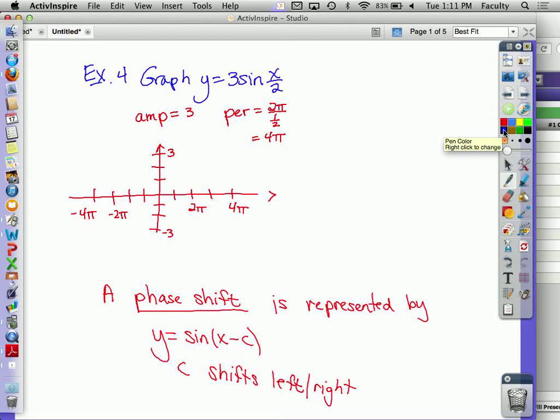Okay, so this is the sine function. Sine starts at 0 and goes to the a value. If a is negative, you drop down first.